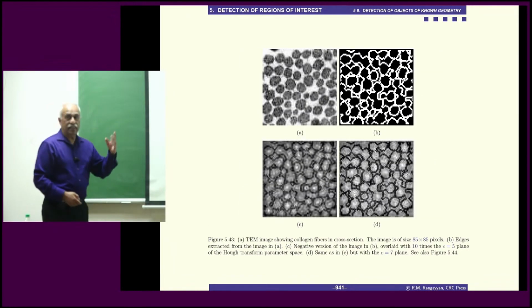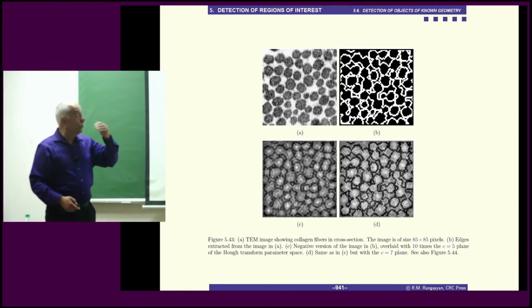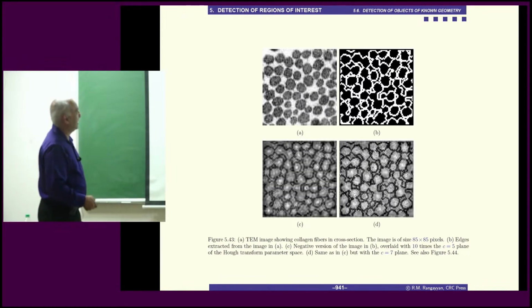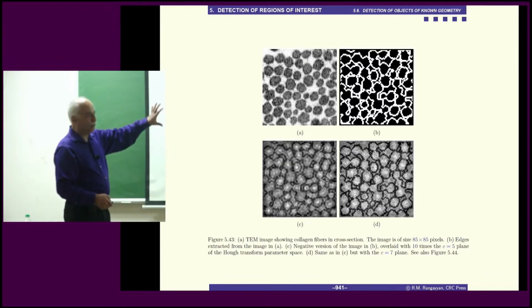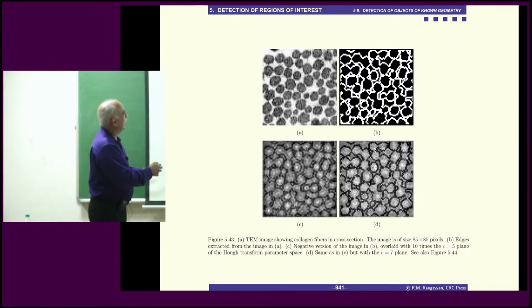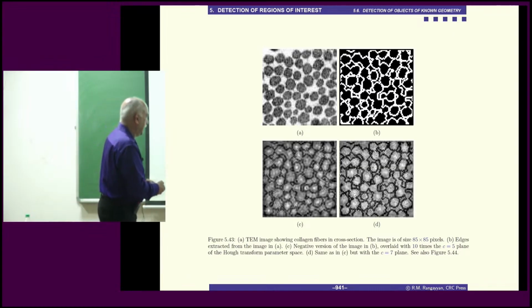So this is that collagen fiber image. I thresholded that and got their boundaries. And what I did for display purposes is I got the boundaries in white, turned them to black, and overlaid with 10 times the C equal to 5 plane and C equal to 7 plane.